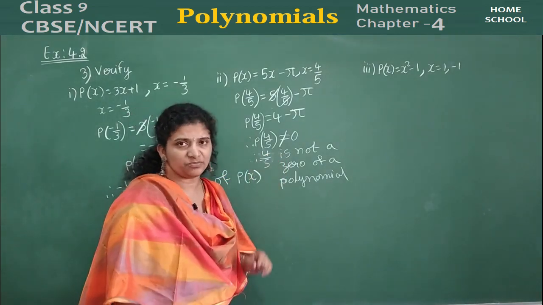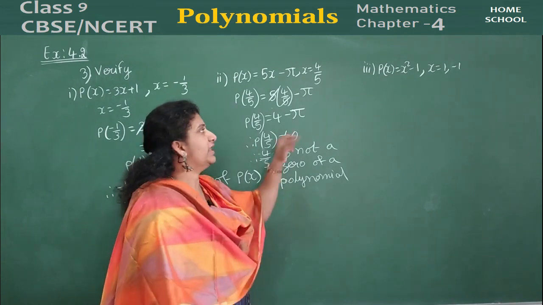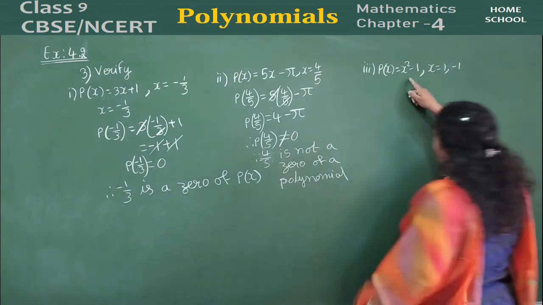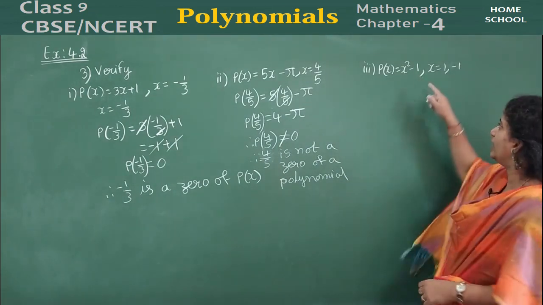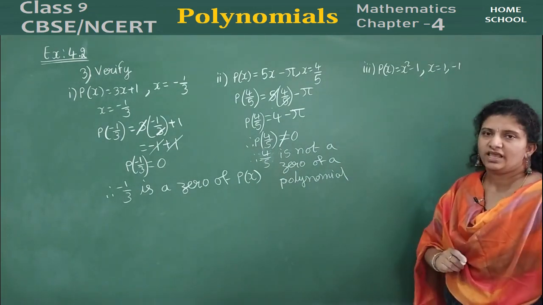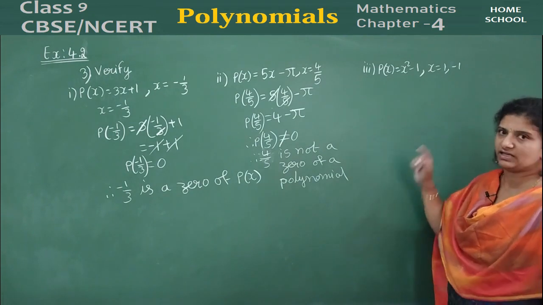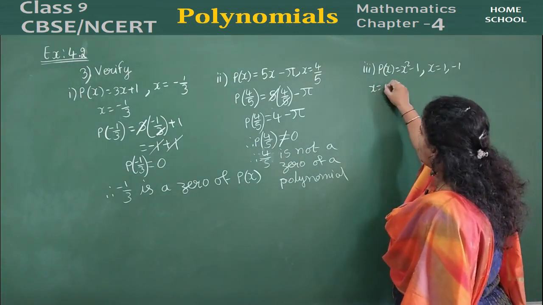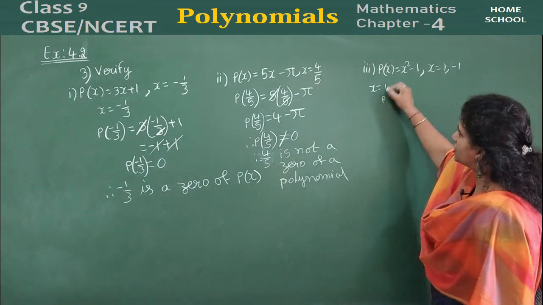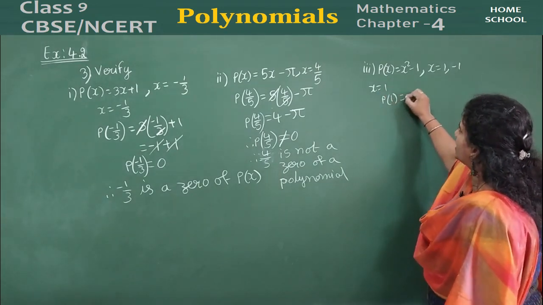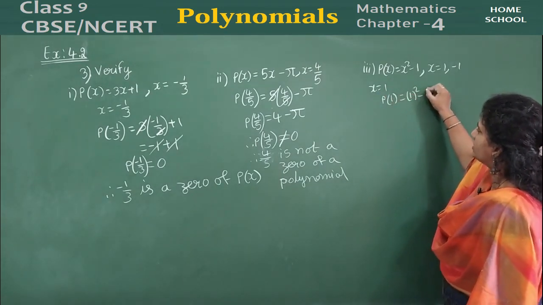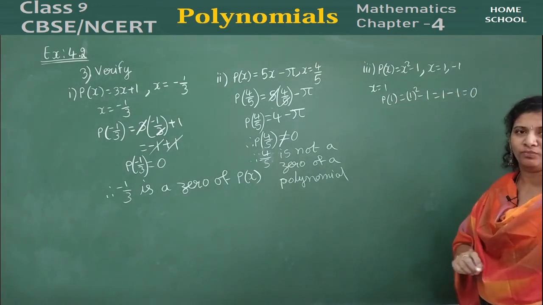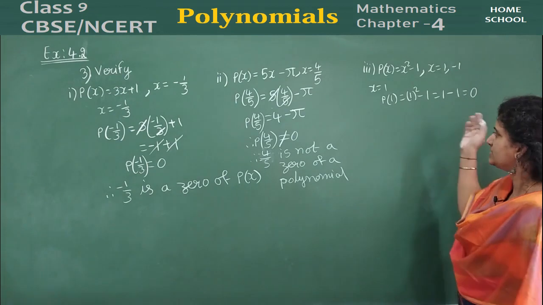Let's see the last problem for this session today. That is your third sub question. P of x is equal to x square minus 1. Here again two questions are asked: if x equal to 1 or x equal to minus 1. Let me take x is equal to 1 first. Substitute 1 in x's place. P of 1 is equal to 1 whole square minus 1. 1 minus 1 equal to 0. Yes, we got 0 here.